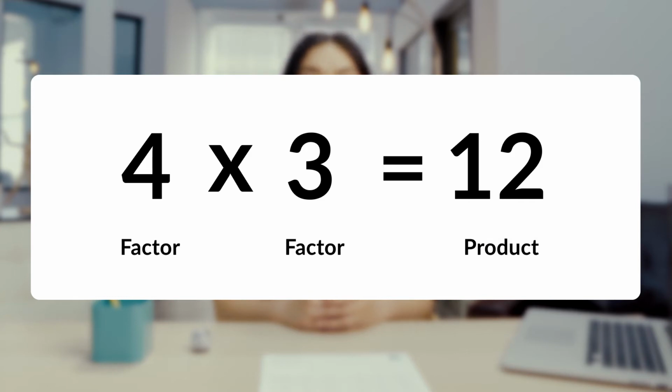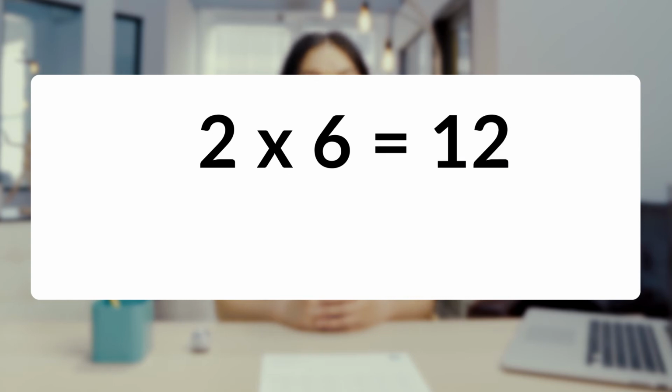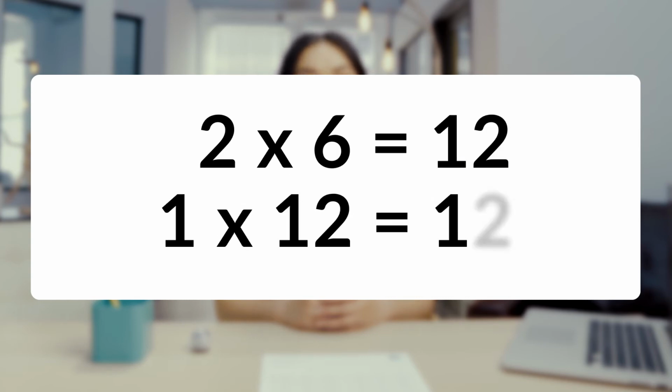A product can have multiple factor pairs. For example, the product of 12 can also be made using the factors 2 and 6, or the factors 1 and 12. 2 times 6 equals 12, and 1 times 12 equals 12. Ozobot is going to give you a product or answer to a multiplication sentence. Your challenge is to think of a factor pair or two numbers that make the product when multiplied together. Let's get started.